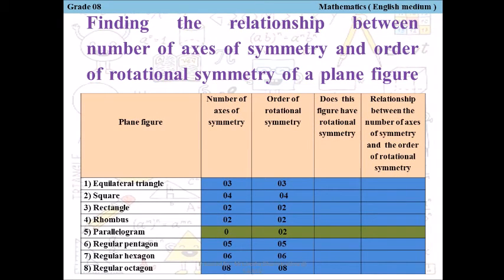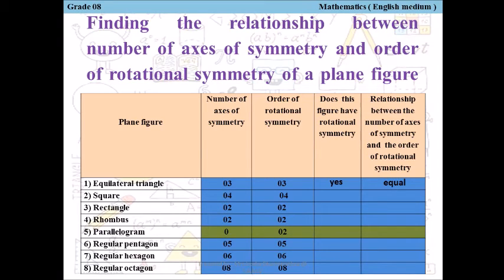Now observe this table. In there you have given the number of axes of symmetry and order of rotational symmetry of a few plane figures. See the first one, equilateral triangle. The number of axes of symmetry of it is 3. Order of rotational symmetry is 3. Does this figure have rotational symmetry? Yes. Then the relationship between the number of axes of symmetry and the order of rotational symmetry is equal.